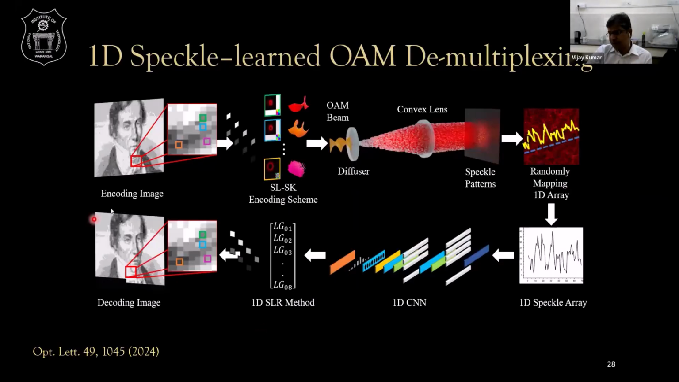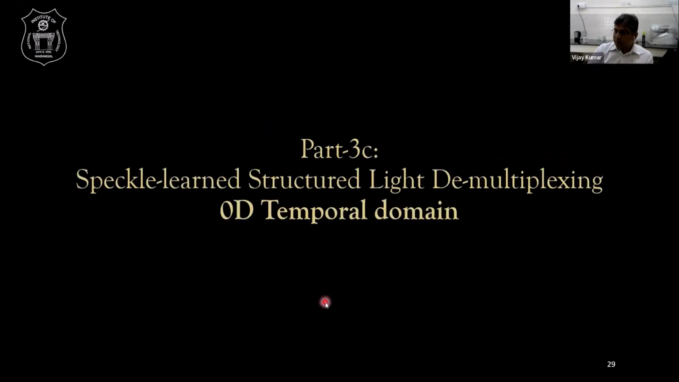And this is a proof of concept, same thing we have done. We just took an image, did the shift key, then passed it through the diffuser, then took a 1D line profile and trained the 1D CNN, and it is able to classify it and then again decode it by the same technique as I have explained. So this is the 1D case.